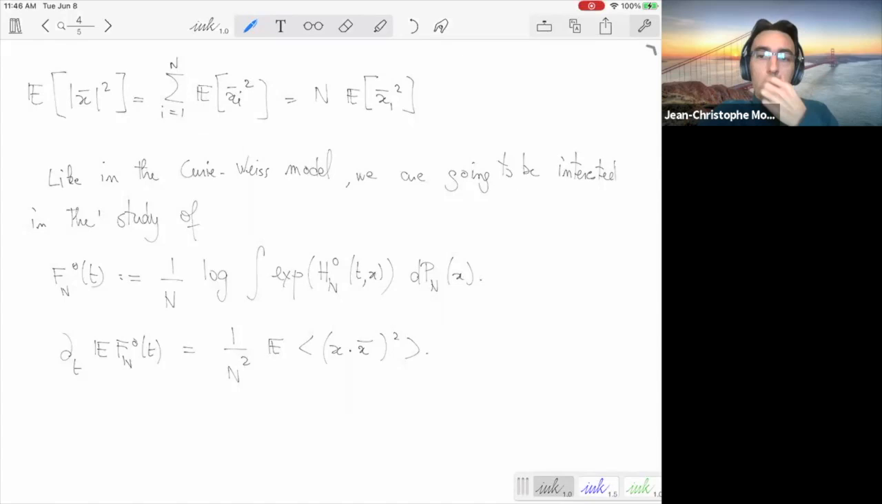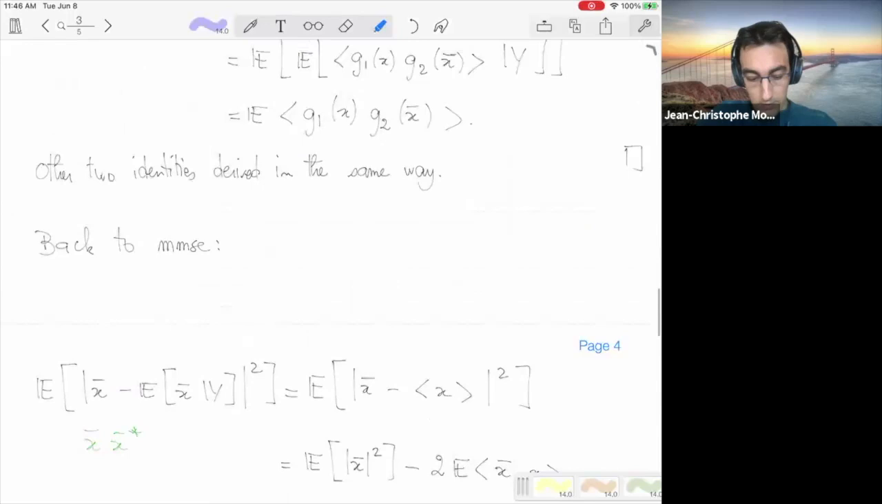So in fact, Pn is the law. The y is hidden in the definition of H_n^0 of tx. But here I'm really just looking at this normalization constant in the Gibbs measure, just like for Curie-Weiss. Let me display the measure again.